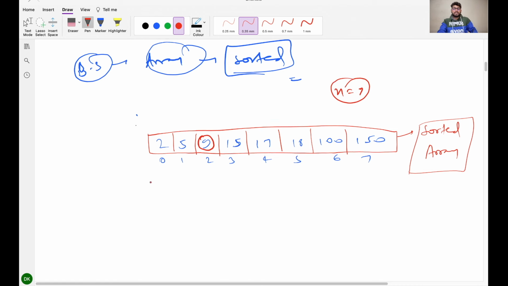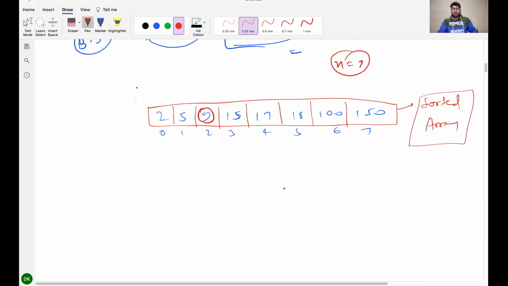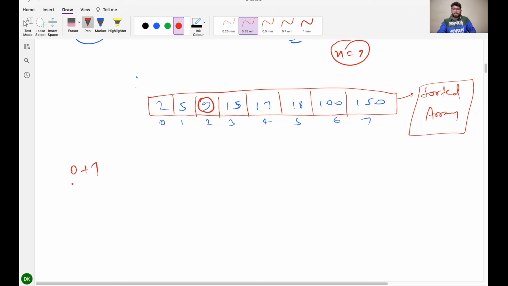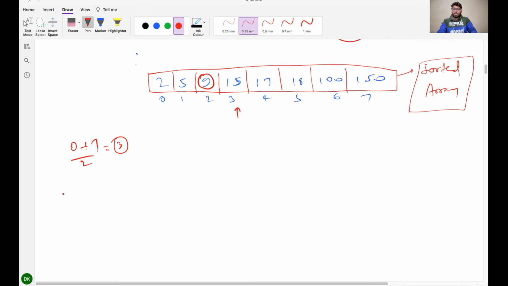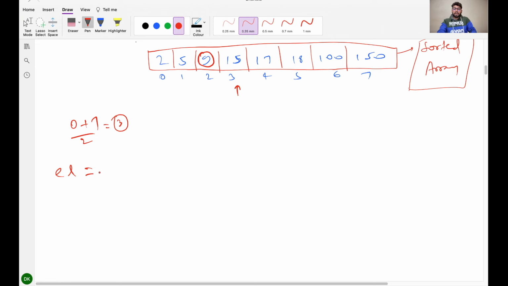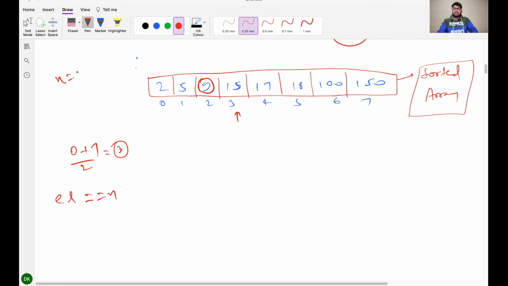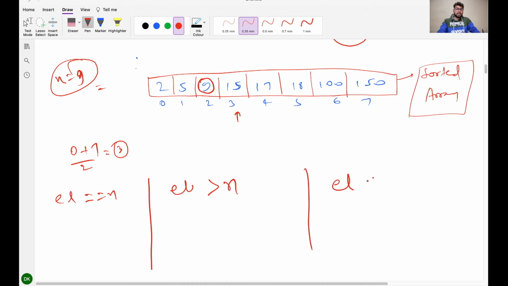So what is the middle element in this array? That is (0 + 7) / 2, that is 3. So we go to the middle element, and then we have three conditions: either this element is equal to x, and here x is 9, this element is greater than x, or this element is less than x.